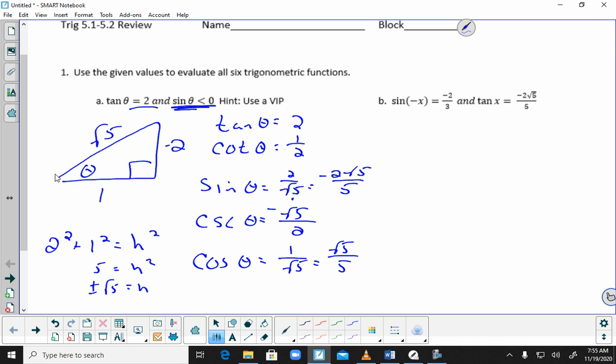But if the tangent is positive, I'm going back to that All Students Take Calculus. If this tangent is positive, that either happens in the first or the third quadrant. And the sine is negative, that eliminates the first quadrant, which means this triangle should have been drawn in the third quadrant, which means that my cosine also has to be negative. And then the secant is going to be the reciprocal of that, so negative square root of 5 over 5. And that's the first one if you drew a triangle.